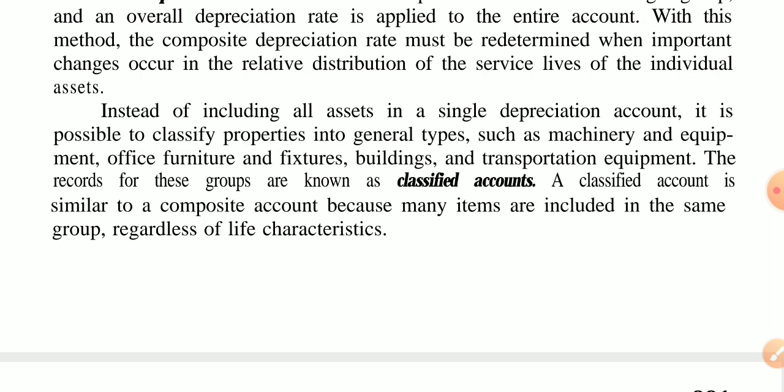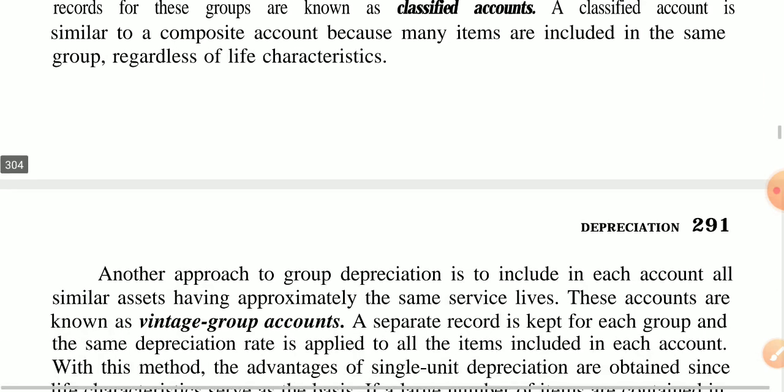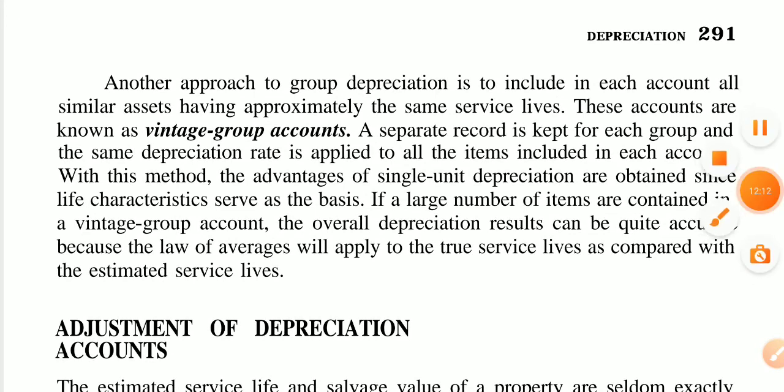A classified account is similar to a composite account because many items are included in the same group regardless of life characteristics. Another approach to group depreciation is to include in each account all similar assets having approximately the same service life. These accounts are known as vintage group accounts. A separate record is kept for each group, and the same depreciation rate is applied to all the items included in each account.